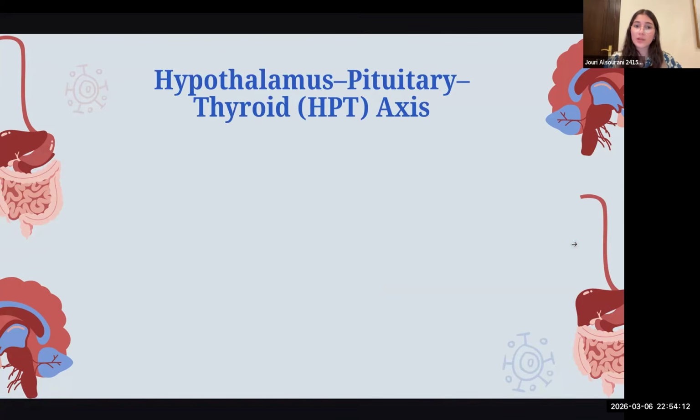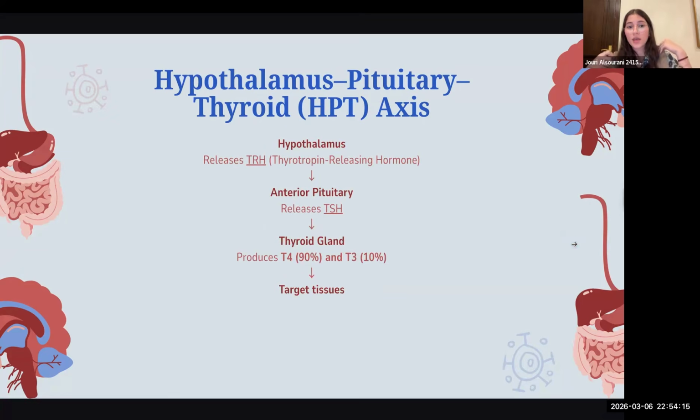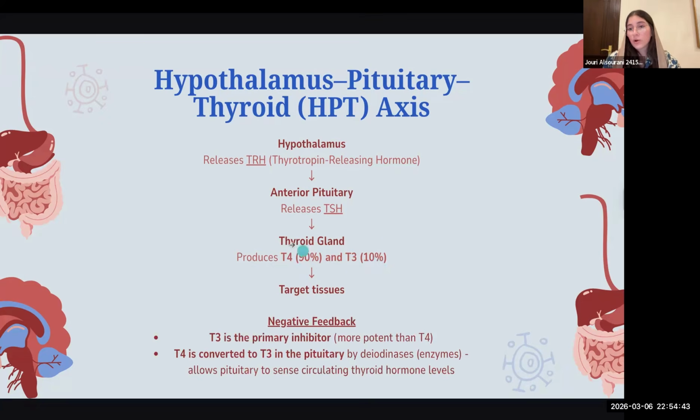Okay, now for the hypothalamus pituitary thyroid axis, we're going to have the hypothalamus secreting the thyrotropin releasing hormone, TRH. This will act on the anterior pituitary to release TSH. The TSH will then go and act on the thyroid gland to produce the thyroid hormones, which are T4 and T3. Mainly, we're going to be having T4. It is 90% of the thyroid hormones being produced, and we're also going to have 10% of T3. And then this will go and act on its target tissues to perform their function.